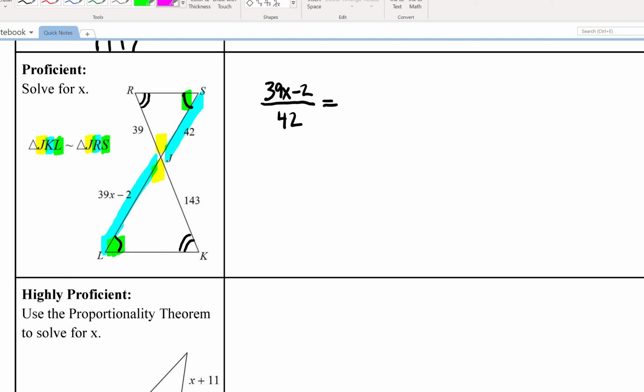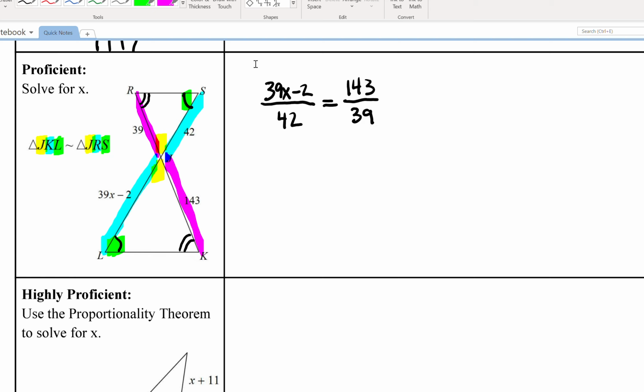this side right here. Since we started with 39x minus 2 on the larger triangle, we want to start with that same, the other side over here, 143, which is between J and the double arc of K. So over here between J and the double arc of R. So then I know that this is 143 and this is 39.